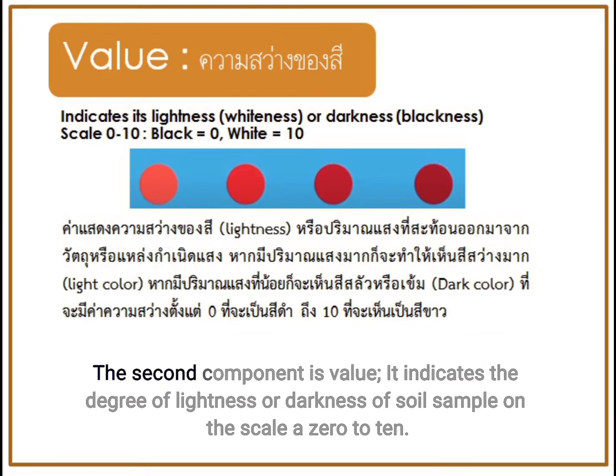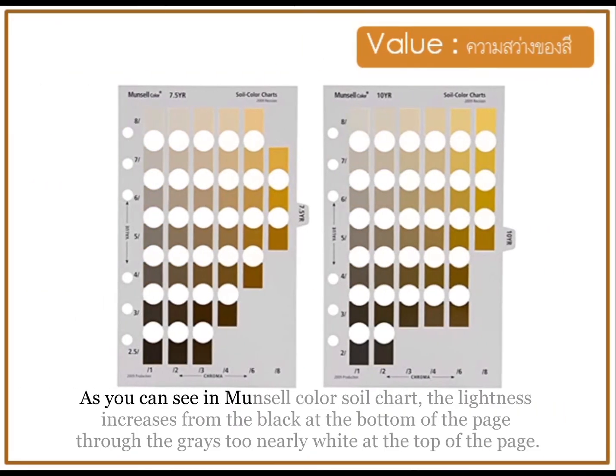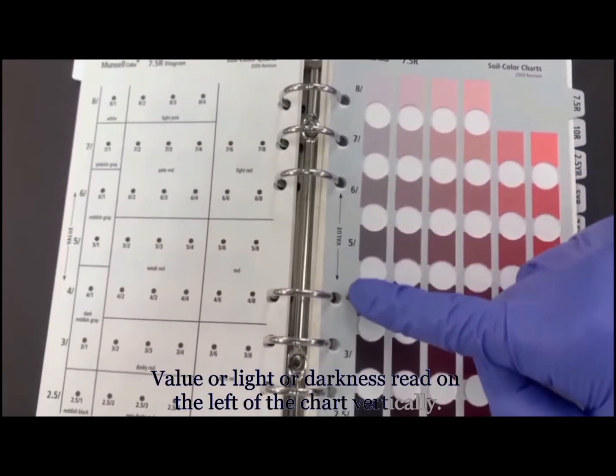The second component is value. It indicates the degree of lightness or darkness of the soil sample on a scale of 0 to 10. 0 equals black and 10 equals white. As you can see in the Munsell soil color chart, the lightness increases from black at the bottom of the page to gray to nearly white at the top of the page. Value, or lightness or darkness, reads on the left of the chart vertically.